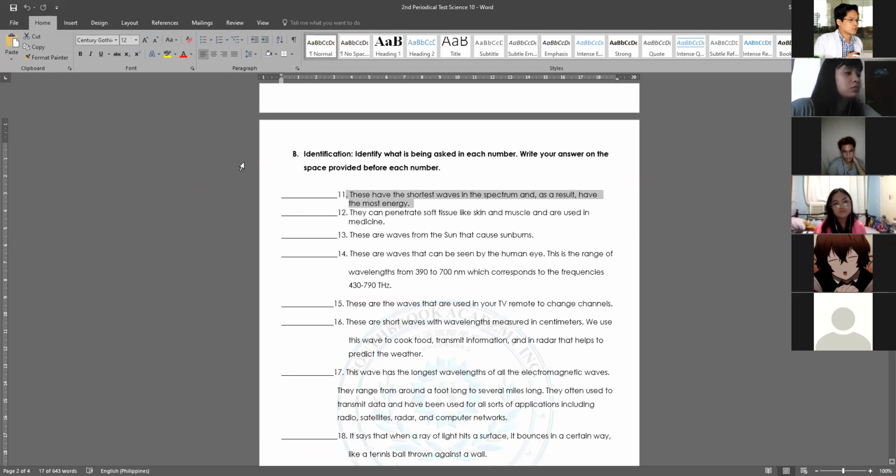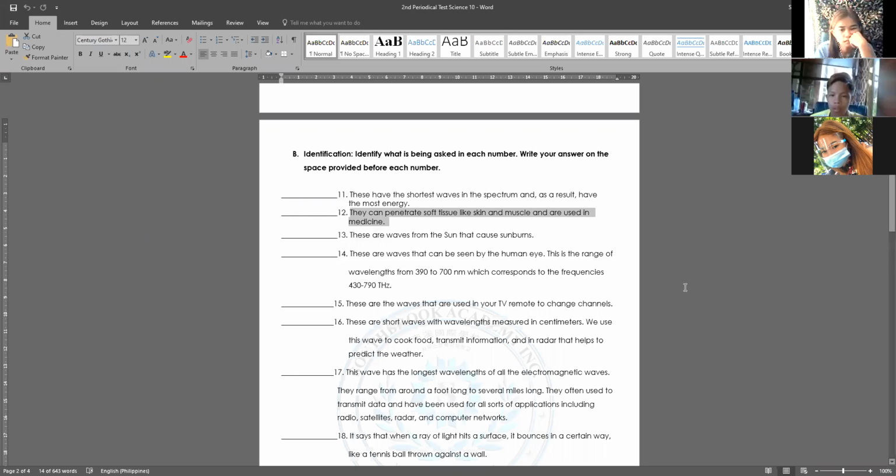Gamma is usually used to cure cancer. This is the radiation therapy. They use gamma. Okay. Number 12, let's have Eraldizo.